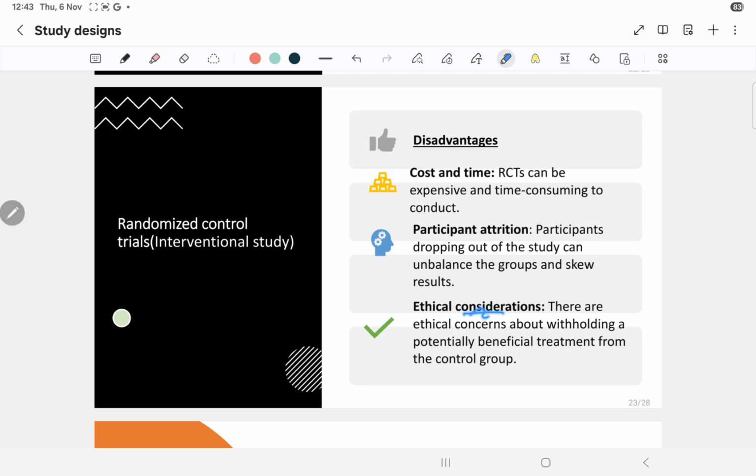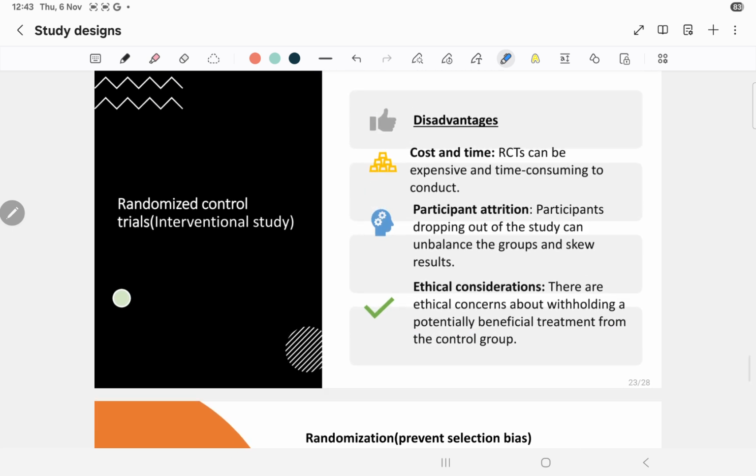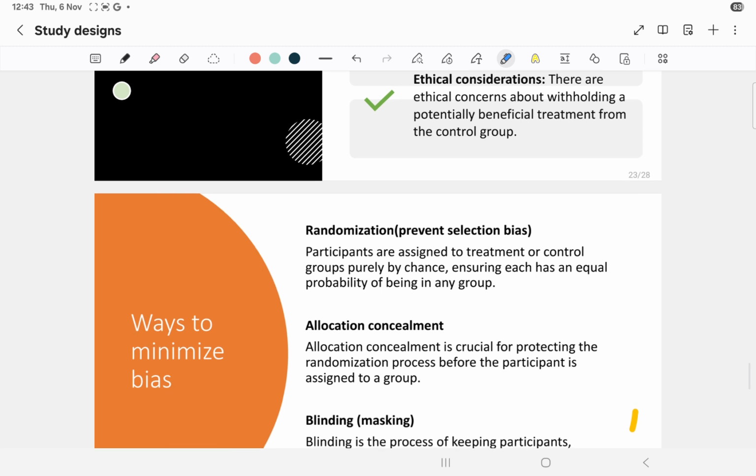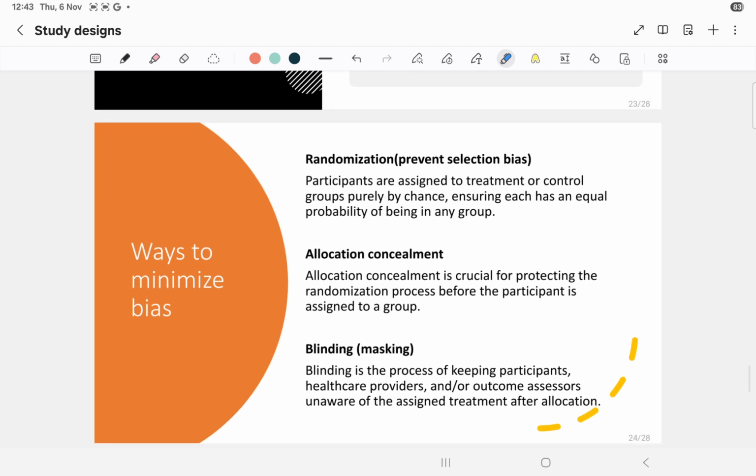There are a lot of ethical considerations again, because this is a controlled environment and there can be a lot of bias, and patient safety is at risk because you are giving a standard treatment, a placebo, or no treatment to the control group although you have a new treatment available. So there are ethical concerns about withholding a potentially beneficial treatment from the control group. These are the disadvantages of randomized controlled trials. So how will you prevent bias? By randomization, allocation concealment, and blinding.